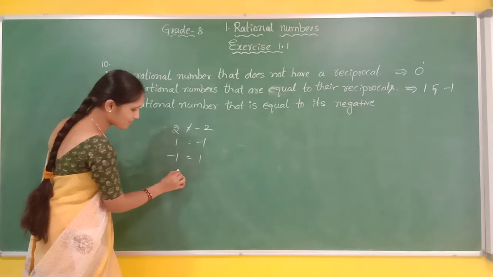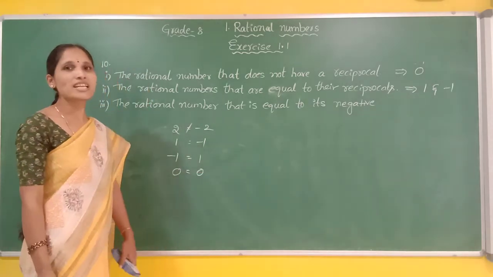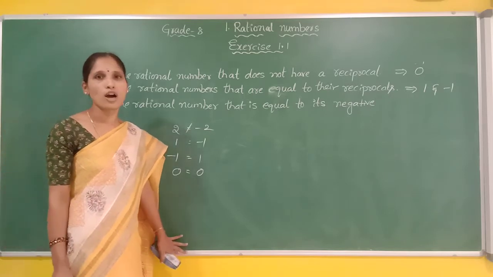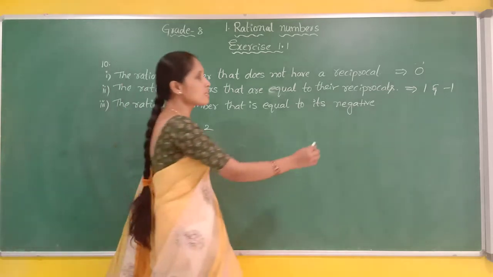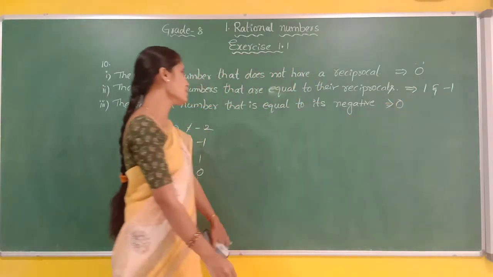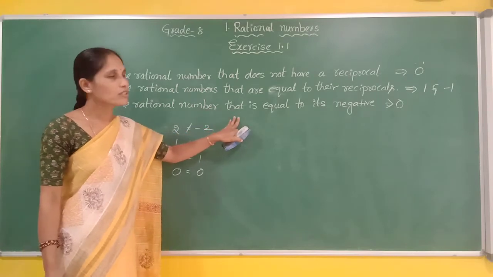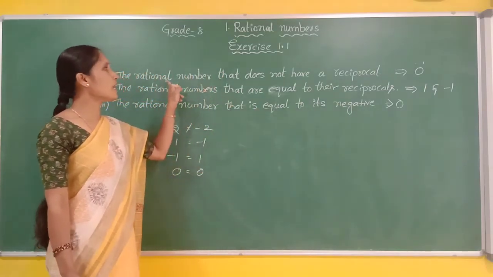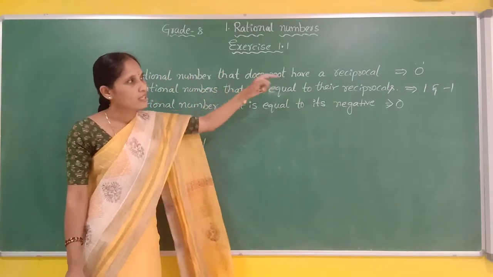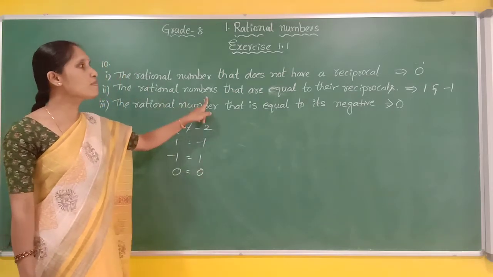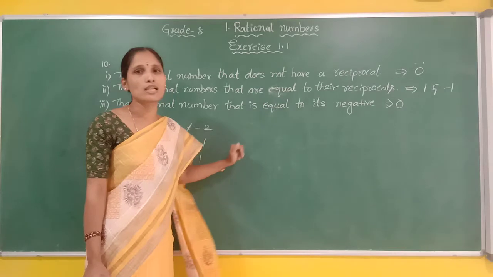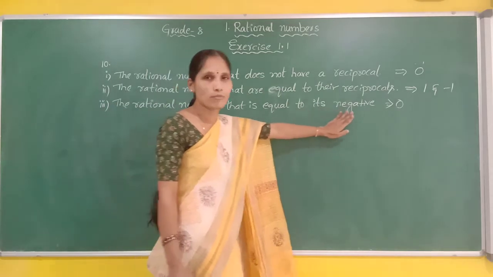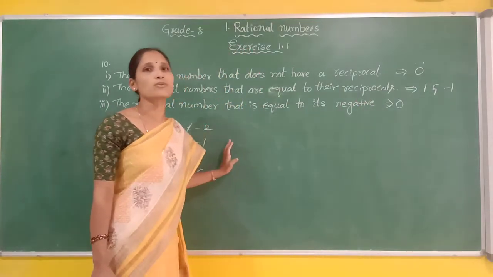Then what is your answer? 0. The answer is 0. 0 is neither negative nor positive. Even in rational numbers, the number that is equal to its negative, the answer is 0. Let me repeat once. The rational number that does not have a reciprocal, the answer is 0. The rational numbers that are equal to their reciprocals, 1 and minus 1. The rational number that is equal to its negative is 0.